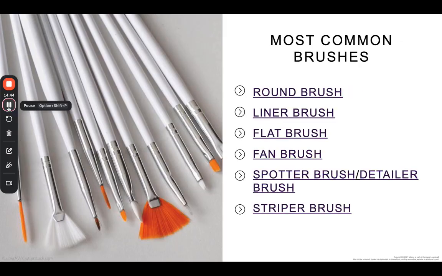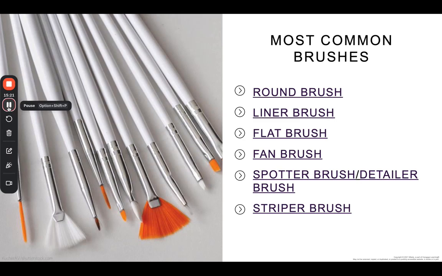Some of our most common brush types are listed on the screen. You have a round brush, which is your most common and most versatile style of brush, and it has a very good capacity for holding paint. Then you have a liner brush. Liner brushes are very good detail brushes, preferred for line work, outlining, and even lettering. Flat brushes typically have a square tip with long bristles, which gives added flexibility, and are typically used for blending and shading.